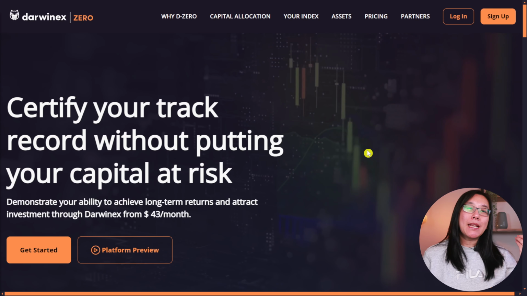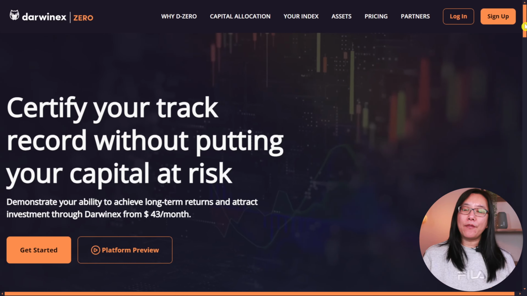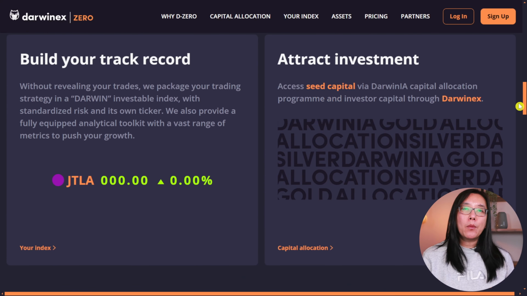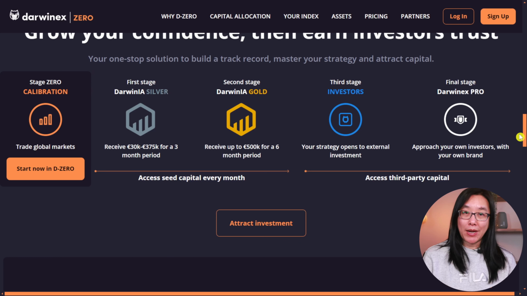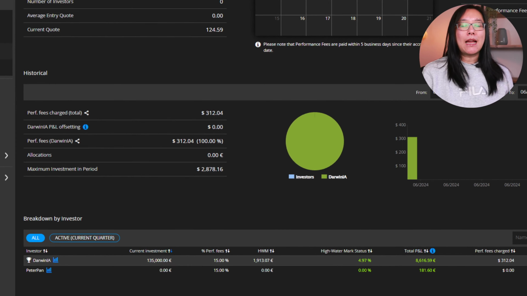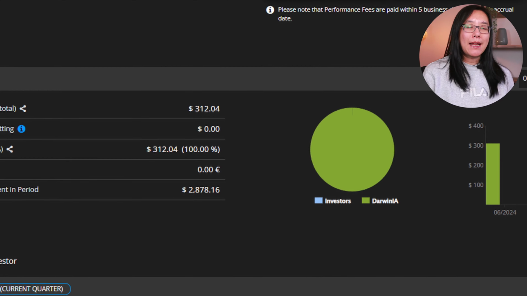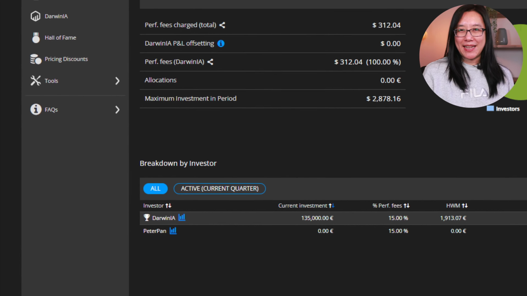If you're not familiar with Darwin X, this is a platform where traders can trade on the MetaTrader platform. Their efforts are rewarded when they prove that they are a good trader by providing allocation between $30,000 to $500,000 monthly. And I've personally received almost $200K in allocation myself. And with that allocation, I earn 15% profit share, and I've withdrawn $300 in profits so far, and will be withdrawing another $1,000 in a couple of weeks.